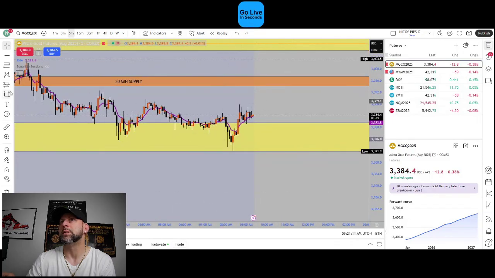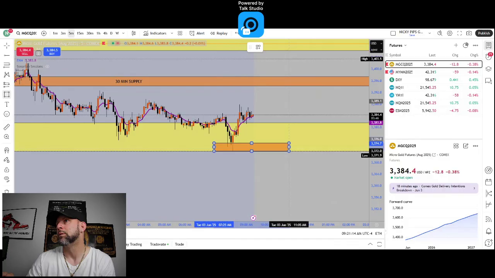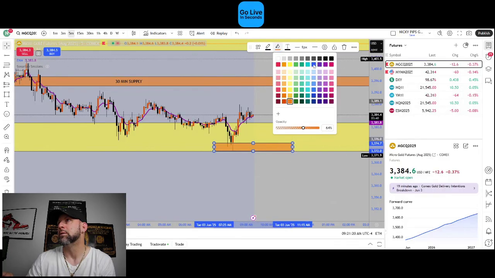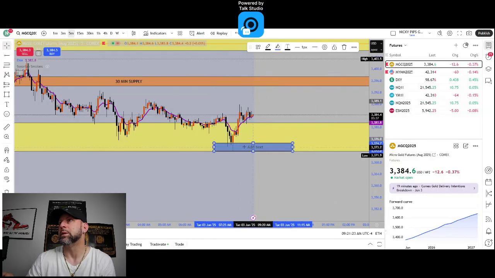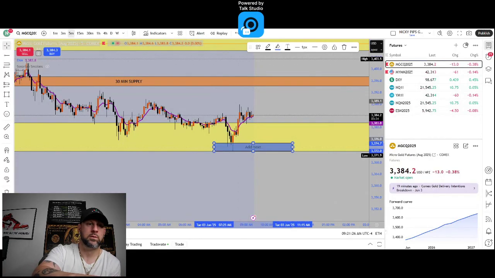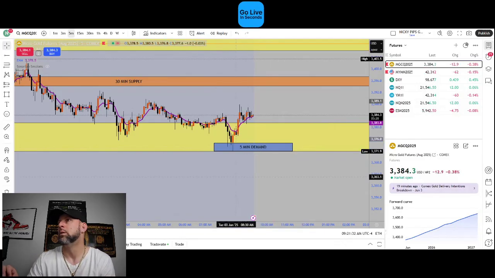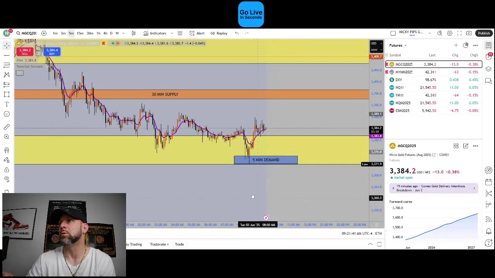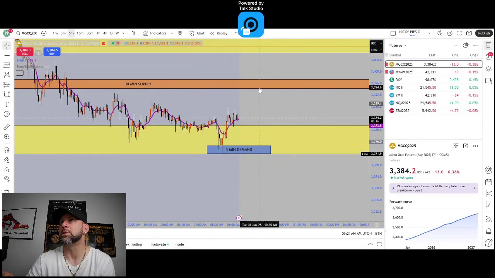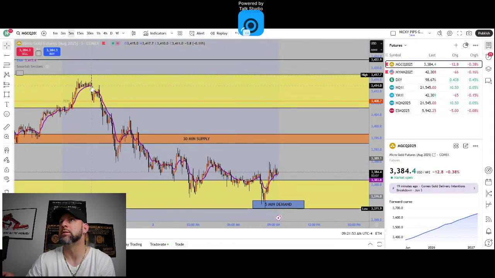of course, we do have a 5 minute demand right here. So if it ends up breaking that, we can make that a 5 minute demand. So if it respects that, then it's going to continue to go up. That's pretty much it. So with this, we're probably going to wait until it hits this 30-minute supply zone and see what it does. If it's going to reject it and go back down, or if it's going to blow through it, and then we actually take out these highs.